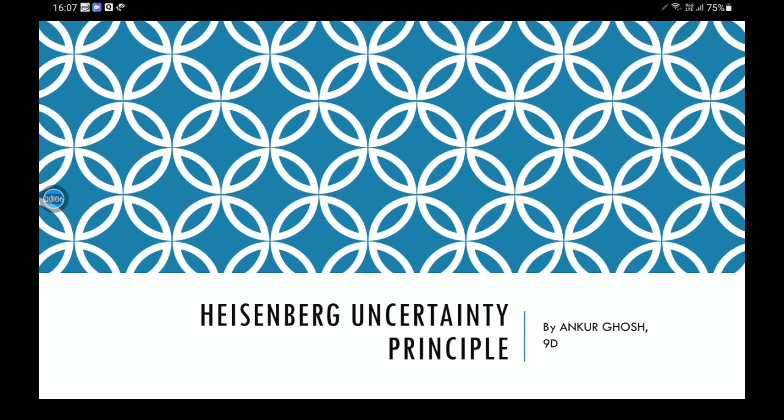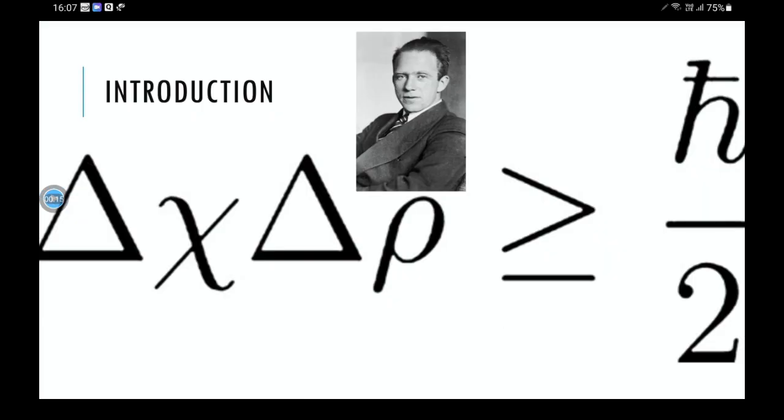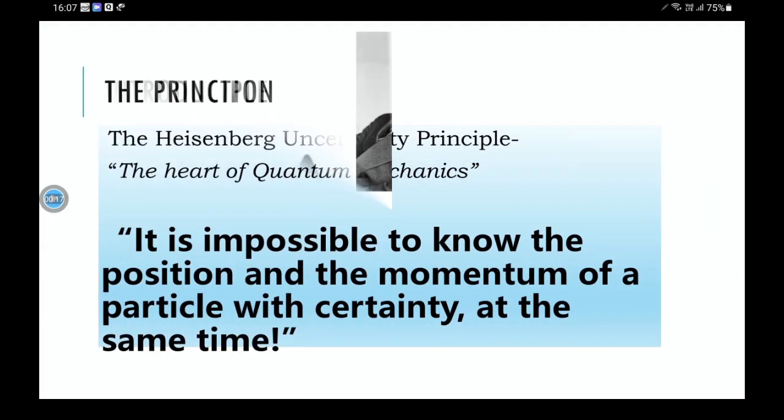I will be presenting an experimental demonstration of the Heisenberg uncertainty principle, one of the fundamental ideas in quantum physics. Given by physicist Werner Heisenberg, it states that it's impossible for us to know with certainty both the position as well as the momentum of a particle. Hence, the more certain one of these two quantities is, the more uncertain the other shall be.